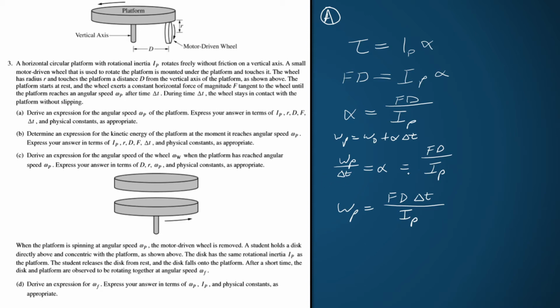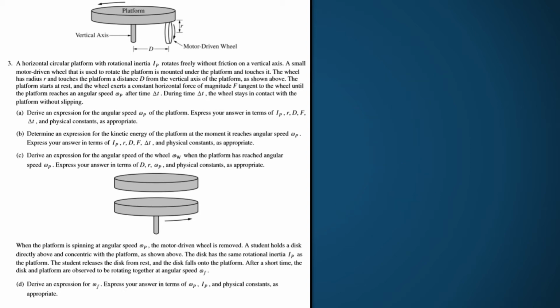Okay, part B. Expression for kinetic energy the moment it reaches omega p, in terms of the rotational inertia of the platform, radius of the motor-driven wheel, distance from the vertical axis to the driven wheel, force applied between the platform and the motor, and our change in time or any physical constants.